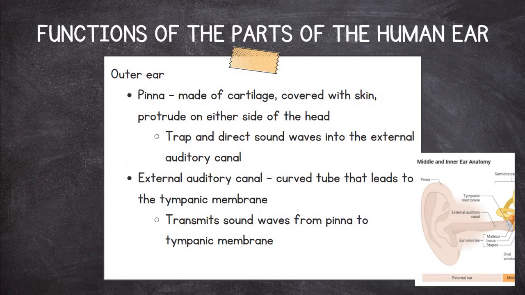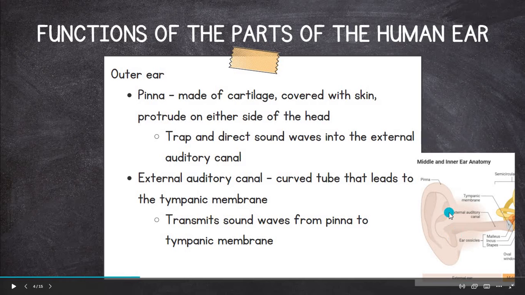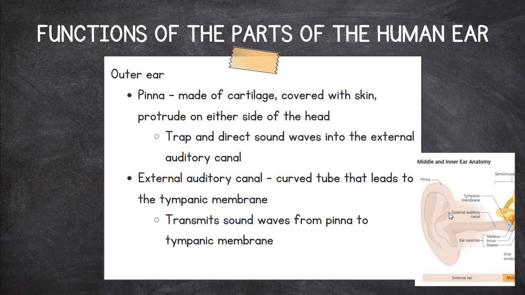So in the outer ear, or the external ear, we have the pinna and the external auditory canal. Now the pinna are made of cartilage, and they are covered with skin, and as we know, they protrude on either side of our head. So basically, this is the part of your ear that you are able to see, right? And the function of the pinna is to trap and direct sound waves into the external auditory canal. So the sound waves will come in, be trapped by this little dish that's catching this sound, and is then transported through the auditory canal. Okay?